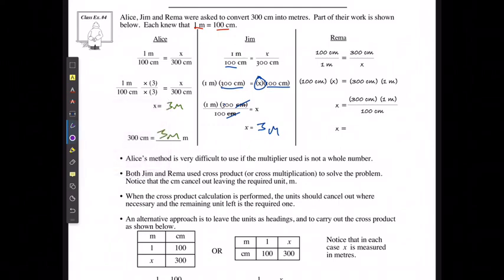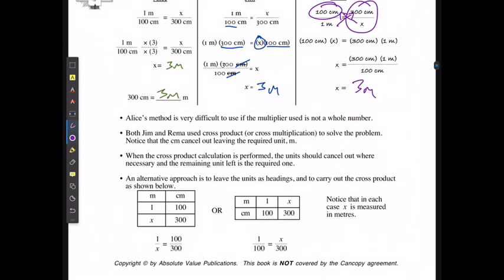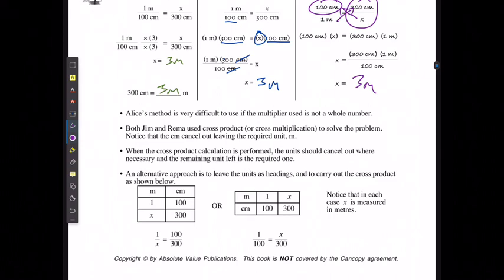For Rima, she basically did the same thing. She rearranged the way that she had it stated, but it still winds up working out the same way. She multiplied this over here, she multiplied this over here, and then she divided by the coefficient, and also got 3 meters. Both Jim and Rima used cross multiplication to solve the problem. Notice that the centimeters cancel out every single time, leaving just the units of meters.